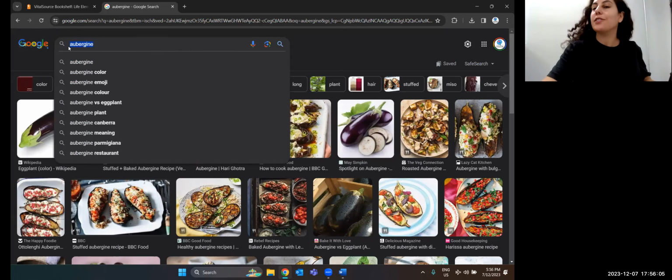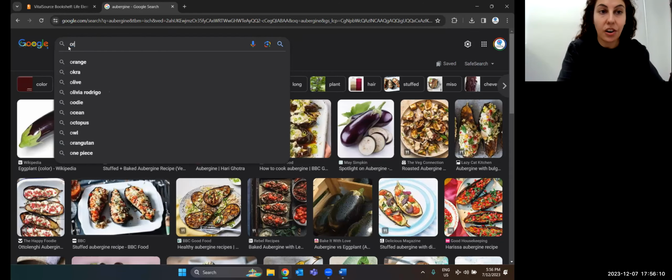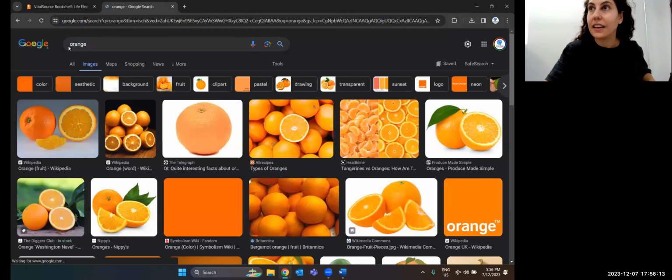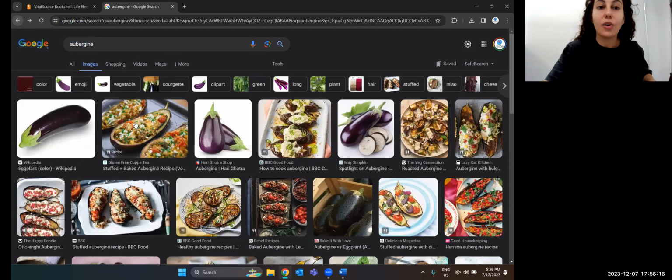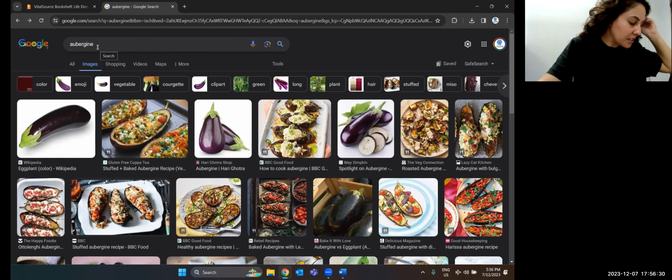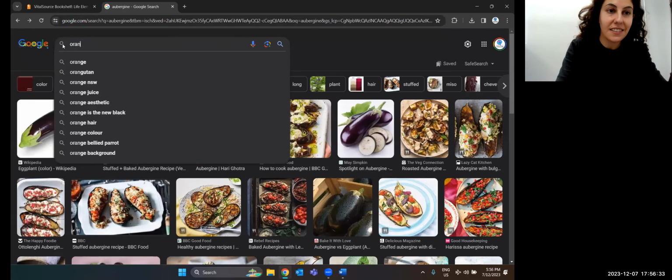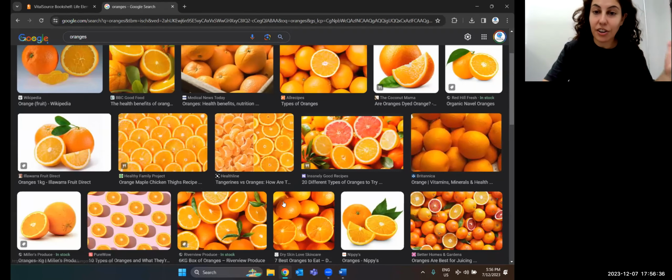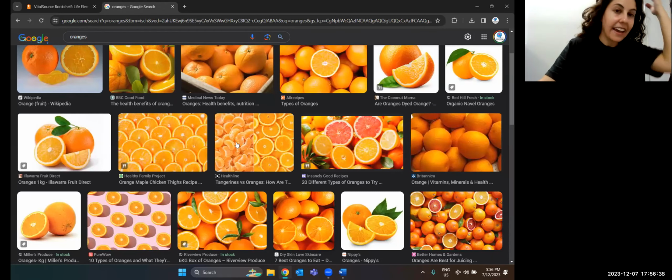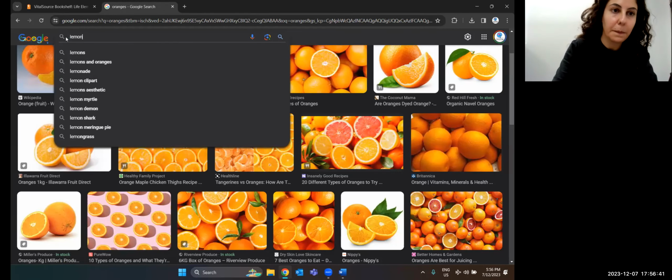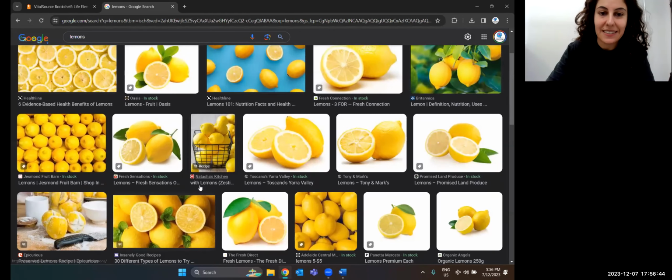What were the last 2 fruits that we saw in the video? We saw orange. Aubergine. Yeah, but we don't say that in Australia. We call them eggplants. But this is aubergine. Okay, and what were the last 2 ones that we saw on the screen? We saw oranges. So we know what oranges are. Orange juice, oranges, and lemons.